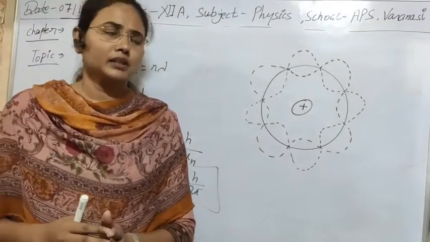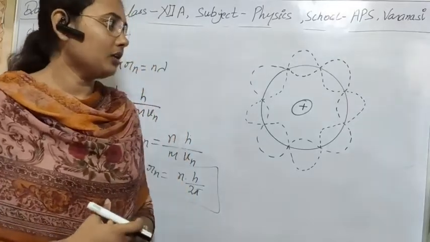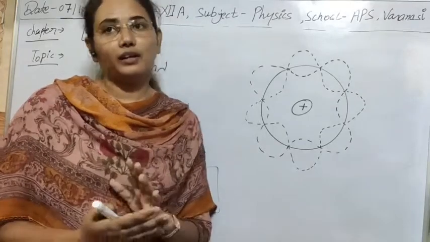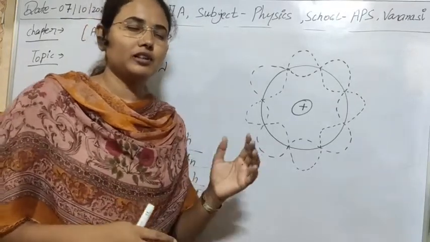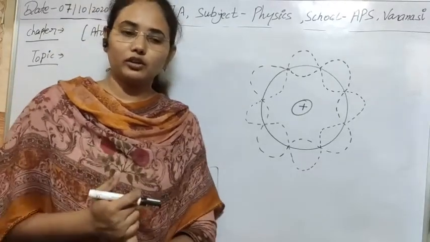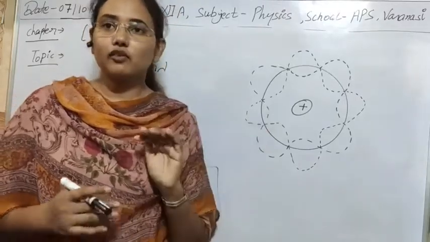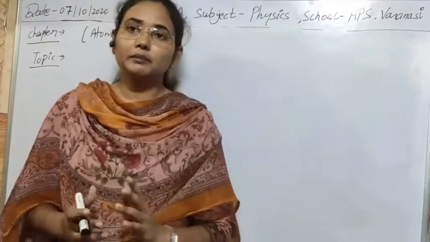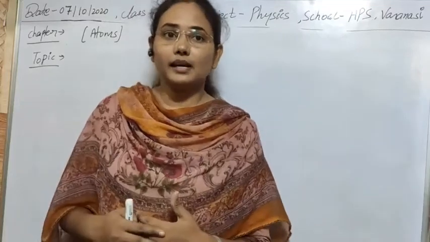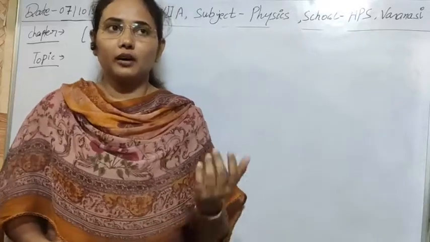Now let's see that in the Bohr model there are also some limitations, and to remove those limitations a new model came, also known as the Sommerfeld model, which you do not have to study here. But first let's see what the limitations of the Bohr model were, one by one. There were a lot of limitations, and even the Bohr model was not able to explain all the phenomena for the atom.